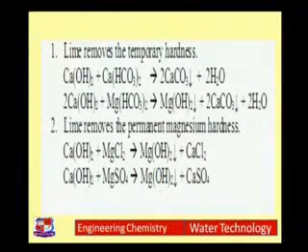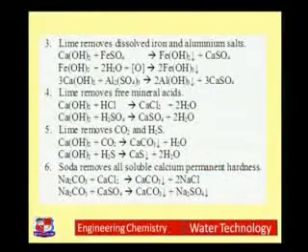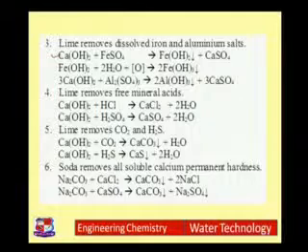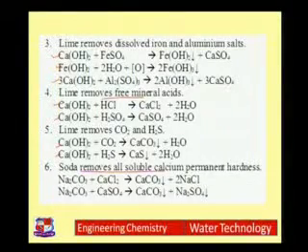Here you can see lime removes the temporary hardness of calcium and magnesium. Lime removes the permanent magnesium hardness, but along with that it produces these salts. And lime removes dissolved iron and aluminium salts. It is also used for removal of this. It removes free mineral acids, namely this and this. It removes carbon dioxide and H2S. Soda removes all soluble calcium permanent hardness.